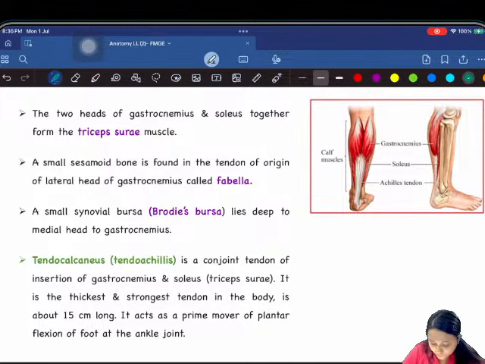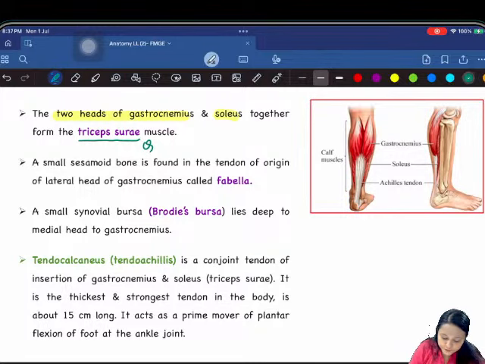Okay. Now, as I told you, the two heads of the gastrocnemius and the soleus are together known as the triceps surae. So sometimes you might get a question on the triceps surae. It is nothing but the gastrocnemius and the soleus together, okay? And they are supplied again by the tibial nerve.